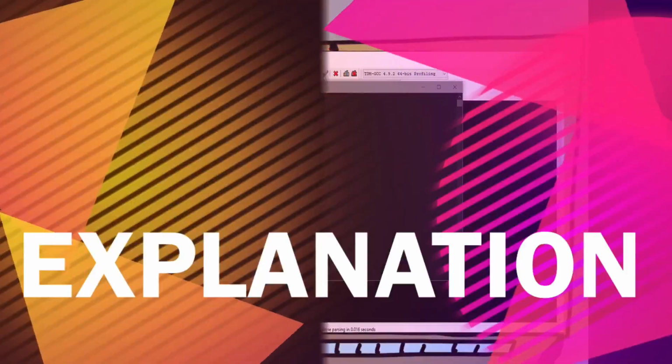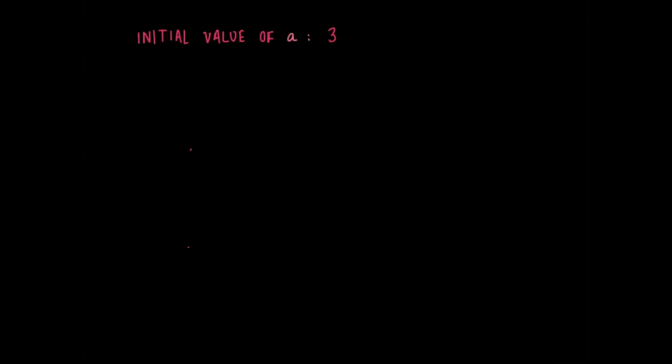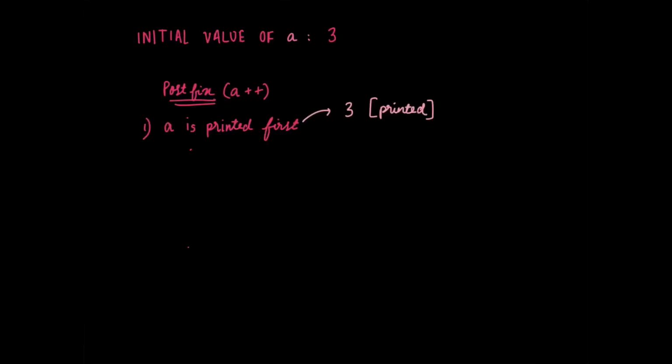I'll explain it now. Over here, the initial value of a is set to 3. In the postfix operation, a's value gets printed first, without any changes made. A stores the value 3. In the next step only, a increases by 1 and a stores the value of 4. 3 is deleted from a's memory after displaying.